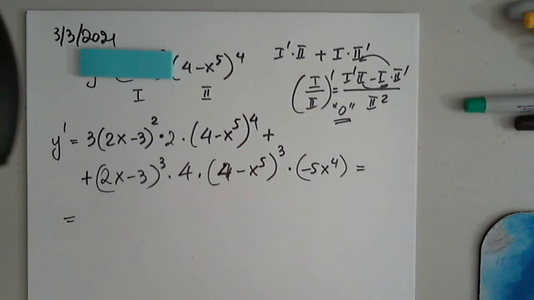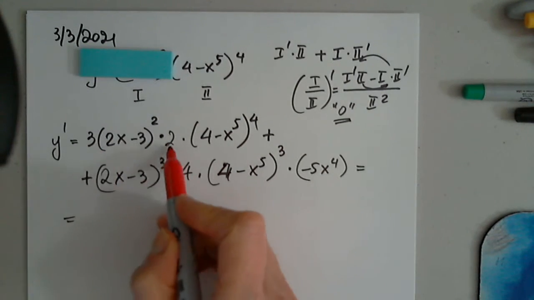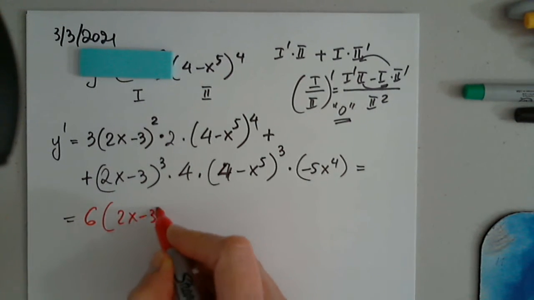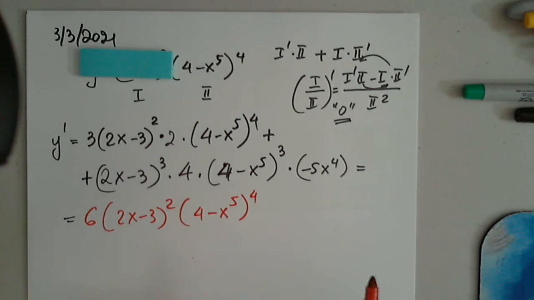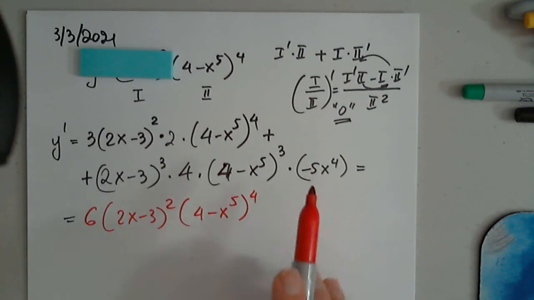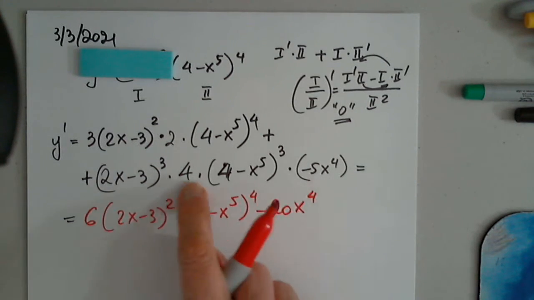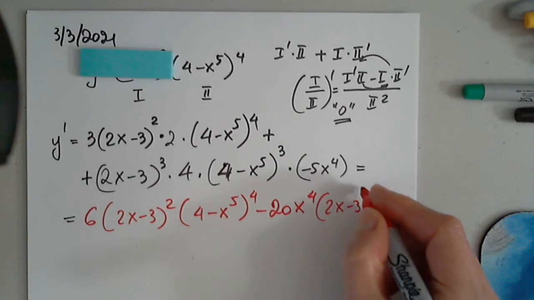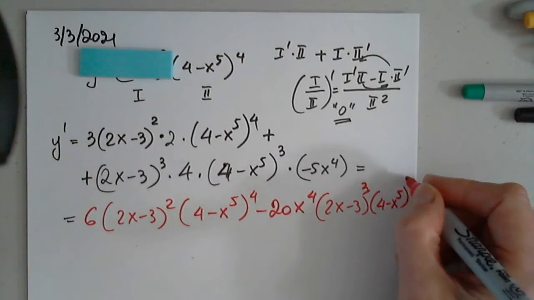Now I have to clean it up as much as I can before I decide what needs to be done next. So these two have to be multiplied, and I put 6 in front: 2x minus 3 squared and 4 minus x to the fifth to the fourth. Now I have a 4 and a negative 5, so that's negative 20x to the fourth. And now I copy these two: 2x minus 3 cubed and 4 minus x to the fifth to the third.